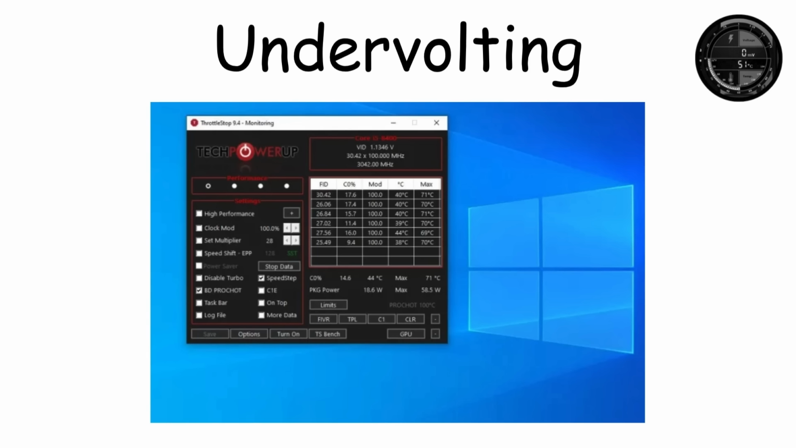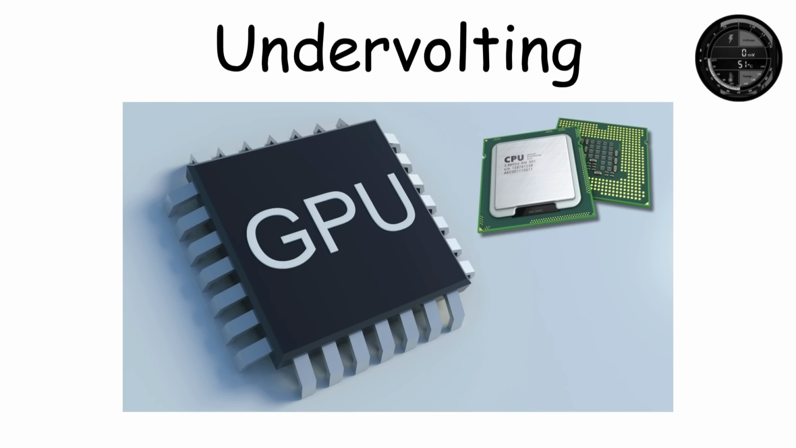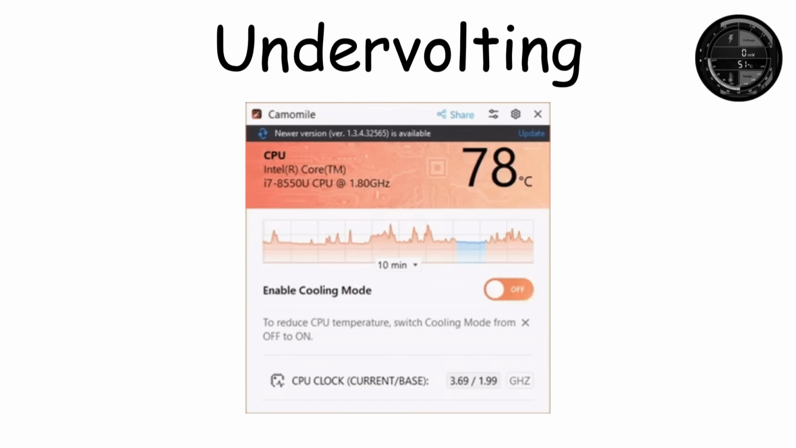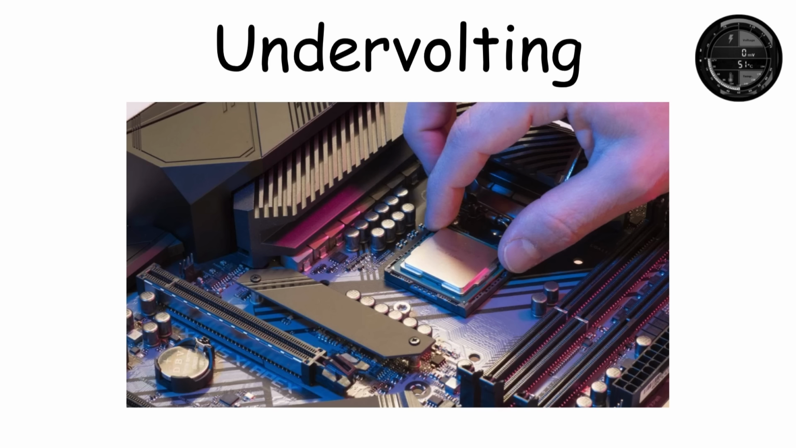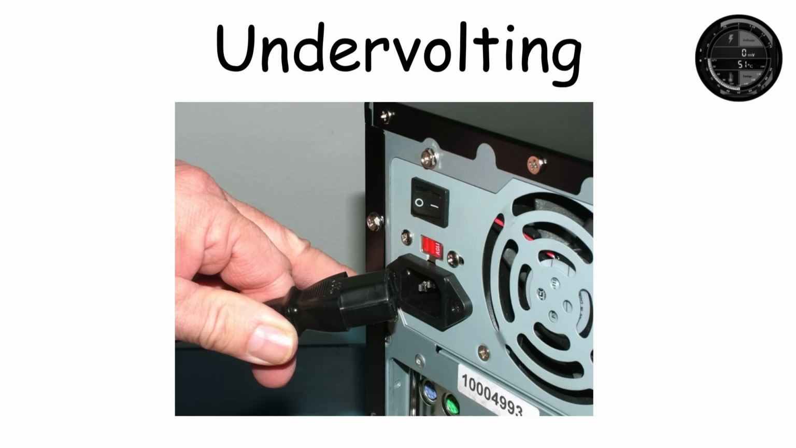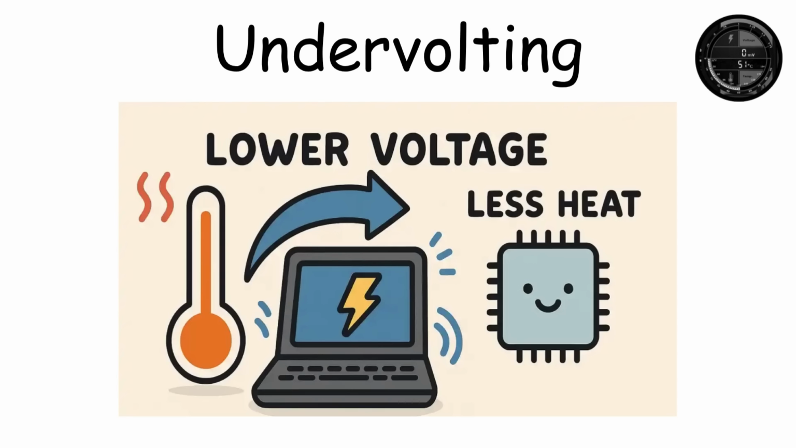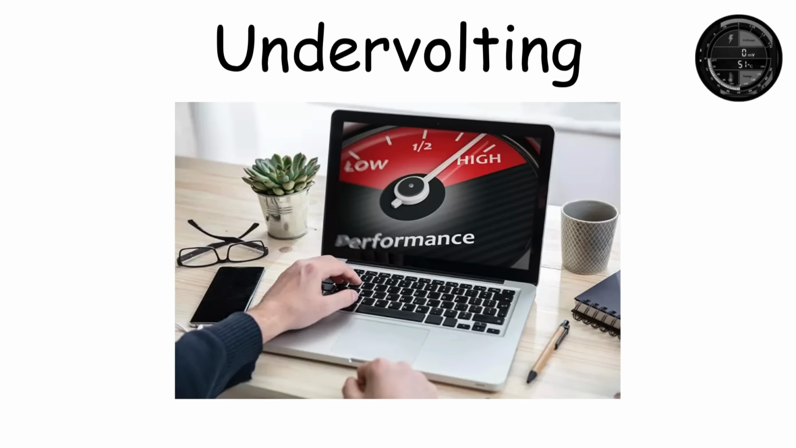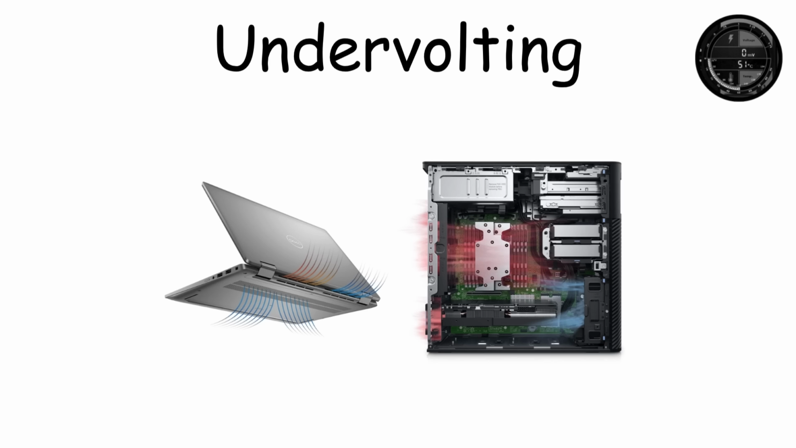Undervolting. By reducing the voltage sent to your CPU or GPU, this method cuts down heat and power draw. Every processor is configured with a safety margin, an extra voltage to ensure stability across all systems, but in many cases, that margin is more than necessary. By carefully lowering the voltage, performance can be maintained while generating less heat and extending hardware lifespan.